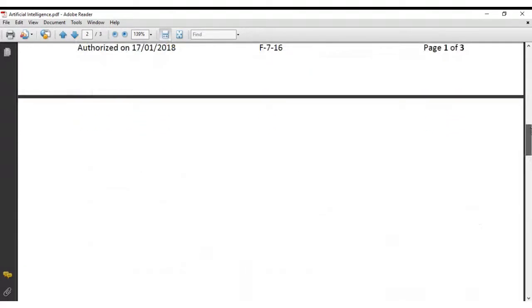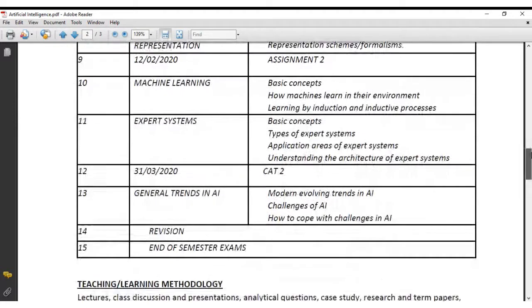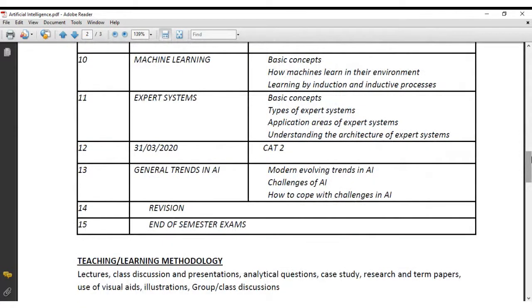Then chapter 3, we will have problem solving. Here in problem solving, we have search algorithms and sort algorithms. Then chapter 4, we have knowledge representation. Here we are going to learn about the concepts associated to knowledge representation and representation schemes or representation formalisms. All right, and then chapter 5, we have machine learning. Under machine learning, we will learn some introductory concepts. What is machine learning? How machines learn in their environment, learning by induction and inductive processes.